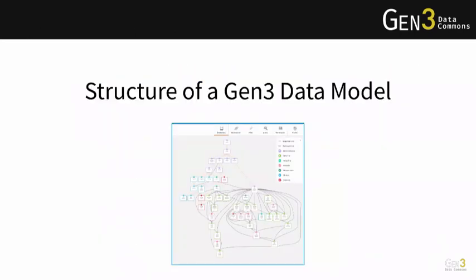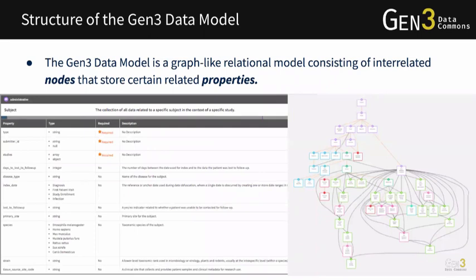So next I'm going to talk about a Gen3 data model, a little bit more in the details of what a Gen3 specific data model looks like. So a Gen3 data model is a graph-like relational model, and it consists of interrelated nodes that store certain properties. In the example shown below, there's a snapshot of a data dictionary showing the subject node, and below that, all of the properties that are stored in the subject node. On the right is an overview of an entire data model, and the boxes are the nodes in the data model, and those nodes are related to each other through links or edges, represented by the lines between the boxes.